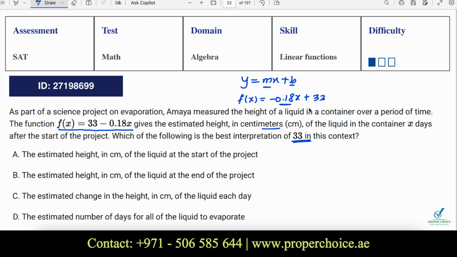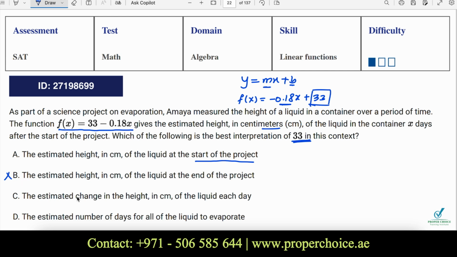But in terms of an equation, the y-intercept is also called the initial value or a fixed value. So this is the initial value of the function. So I should go with an option which uses similar words: initial, fixed or constant. If you read option A, it says the estimated height in centimeters of the liquid at the start of the project. B says the estimated height at the end of the project. No, it's at the start of the project, indicating the initial value.